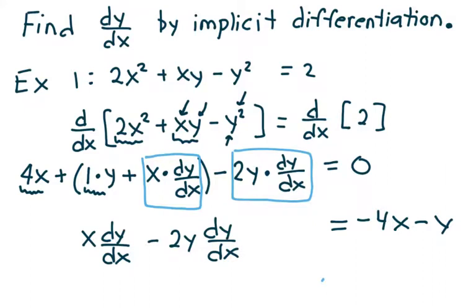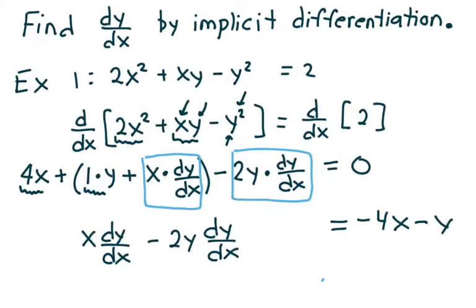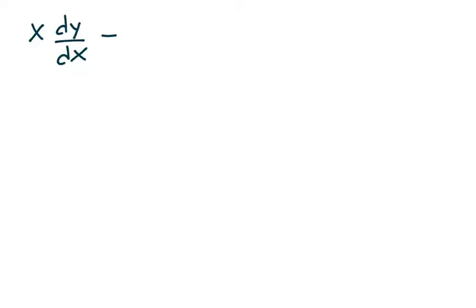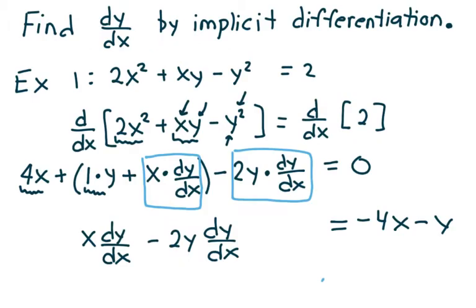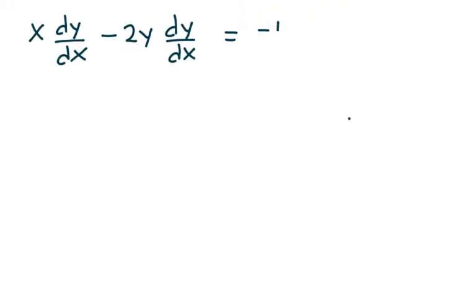Okay, so let's write that down on the next page. So we have x dy/dx minus 2y dy/dx, and this is equal to negative 4x minus y.